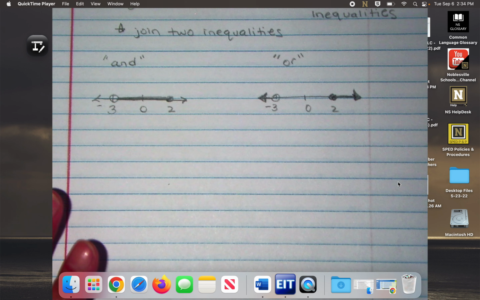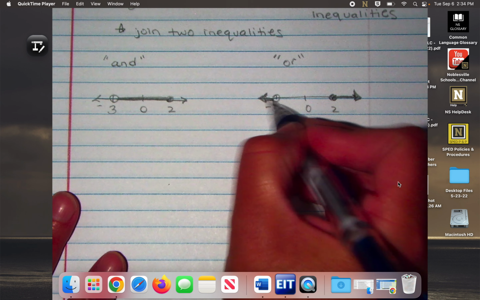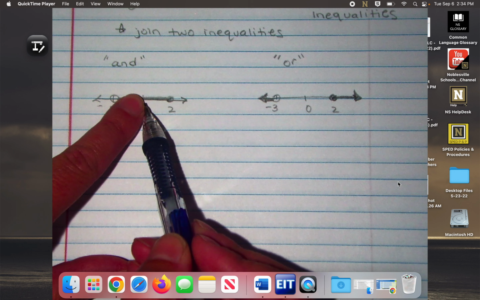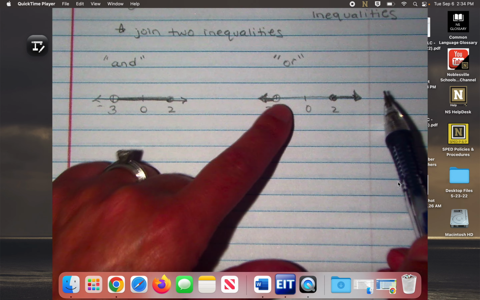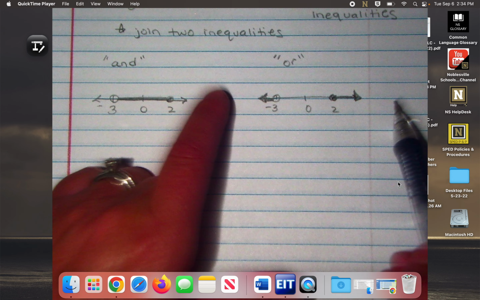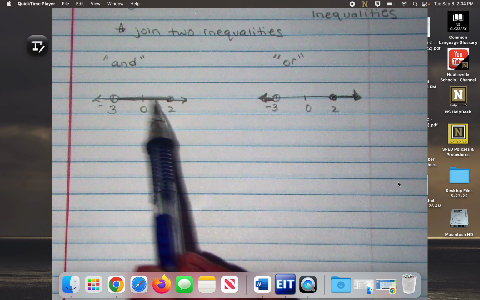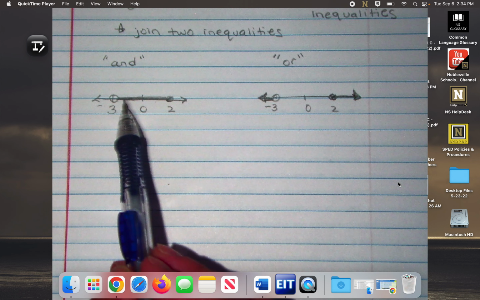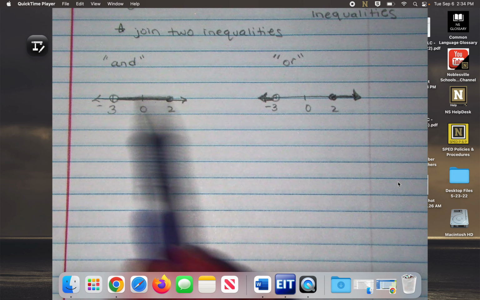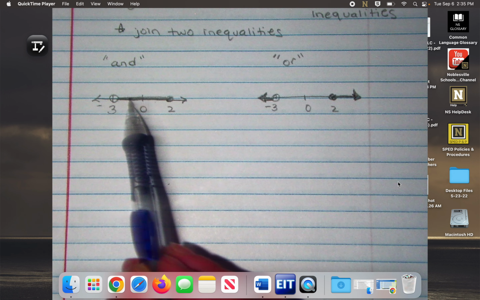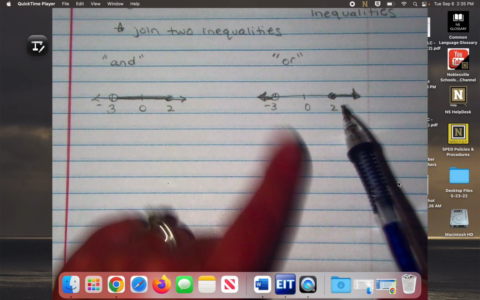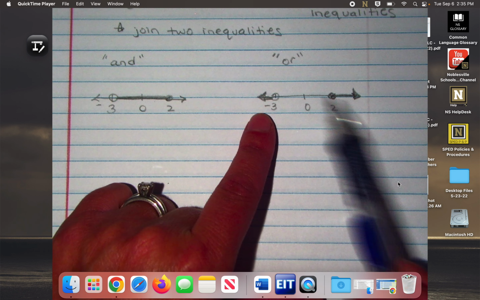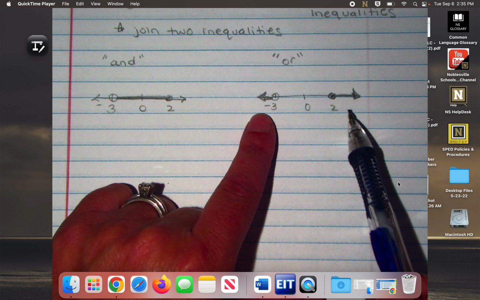Okay, so when you graph compound inequalities, you're either going to have two graphs that join in the middle, like connect, or two graphs that go in opposite directions, right? Which makes sense. All of these solutions qualify for greater than -3 and less than or equal to 2. So that's the and. And all of these solutions are less than -3 or greater than or equal to 2.